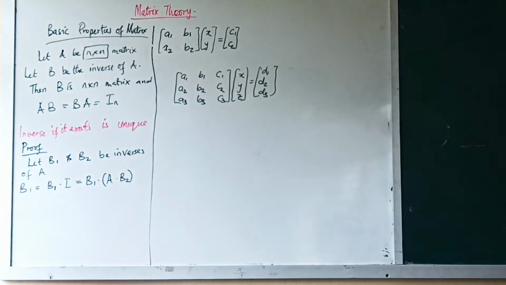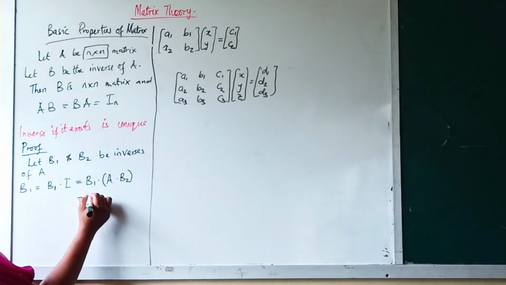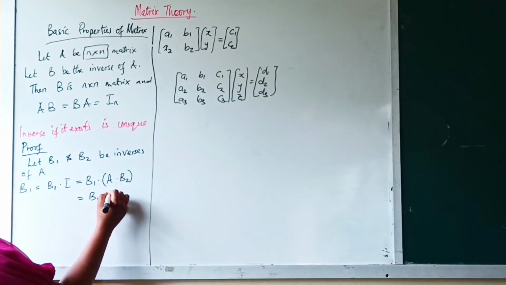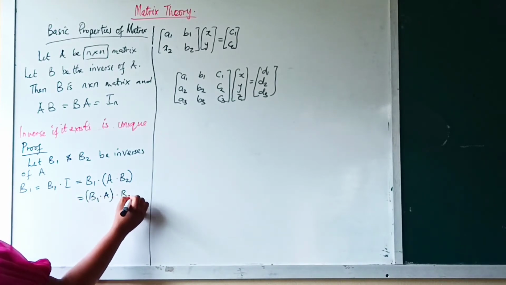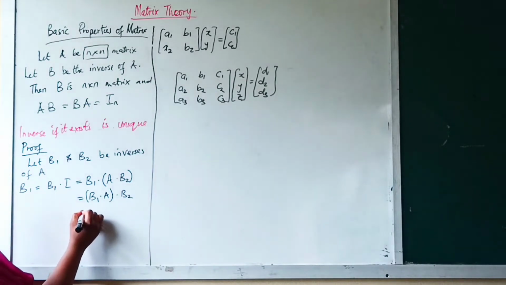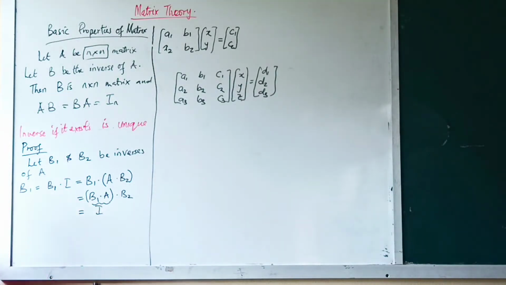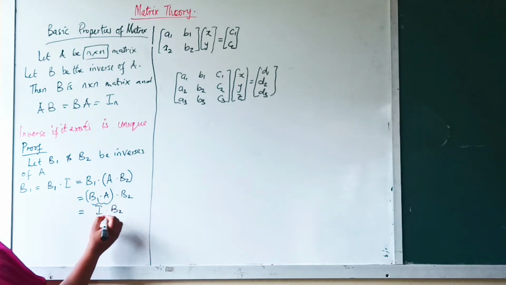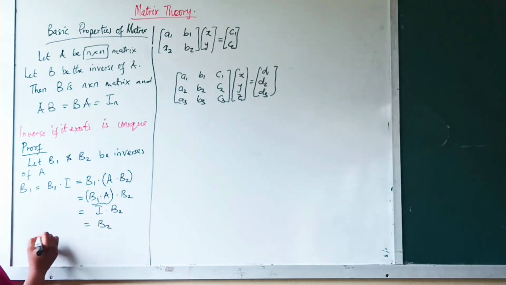By associativity of matrices, this is equal to B1 times A times B2. By definition of inverse, B1 times A is I, and I times B2 is B2. So this is equal to B2. So we have successfully proved that B1 is equal to B2.